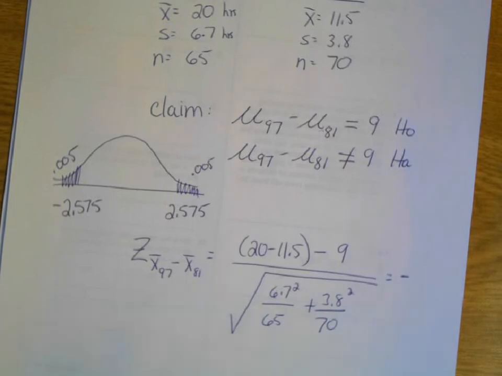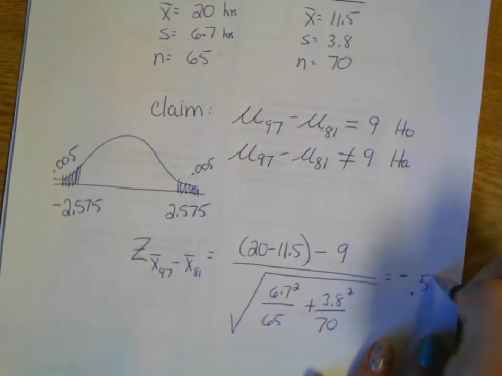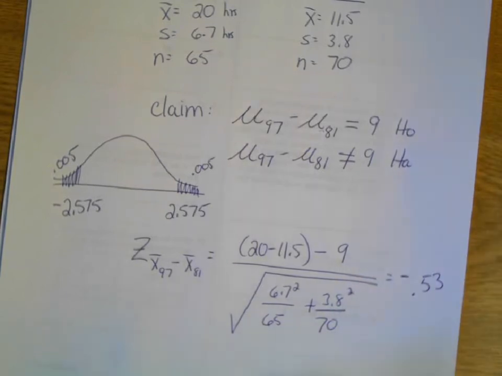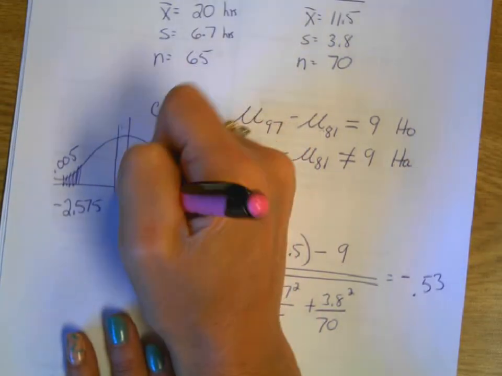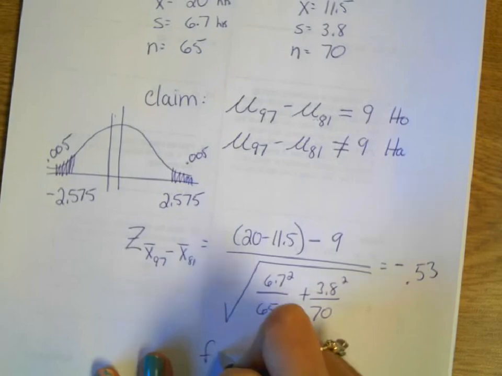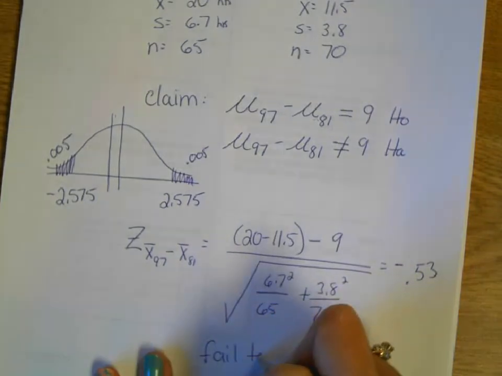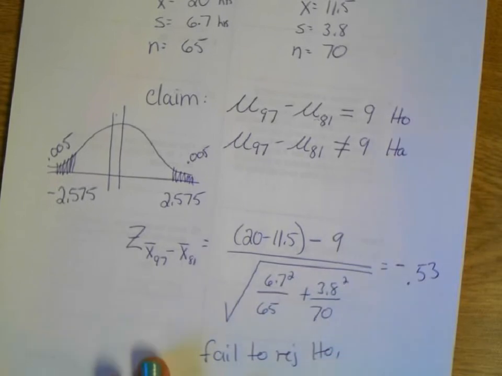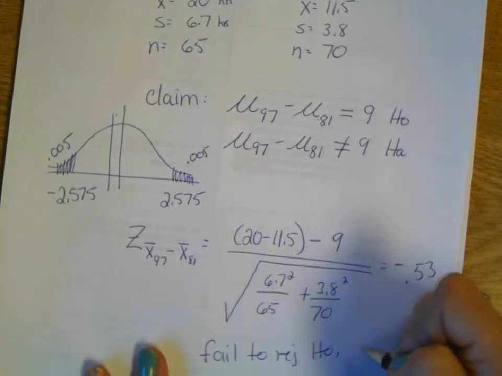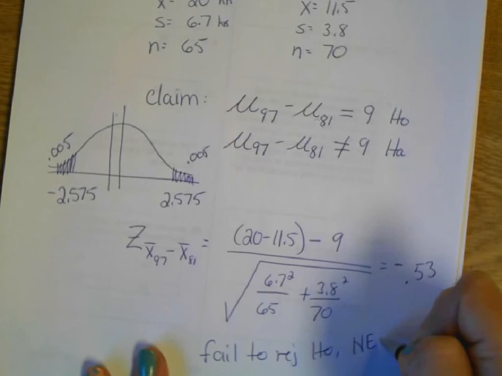What'd you come up with? Anybody? Negative 0.528. Okay. So that's just off of the mean here. So we're going to fail to reject the H0. And what we're going to say about that claim? Not enough evidence to say it's false.